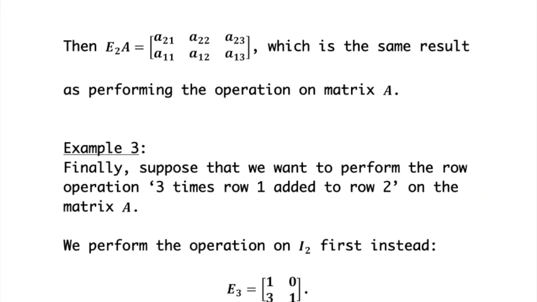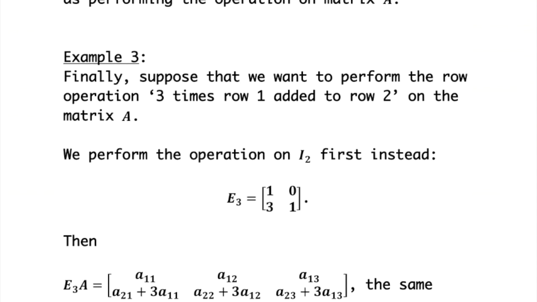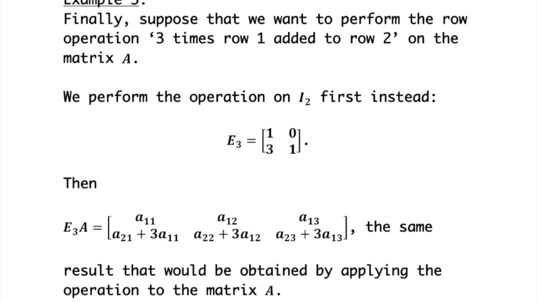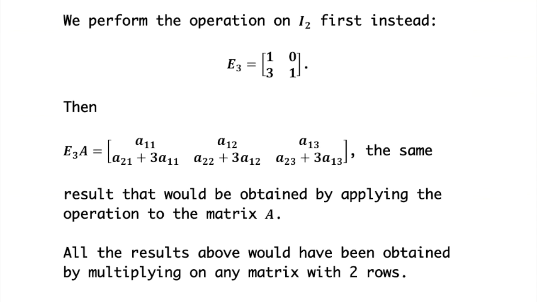Let's take a third example. This will be type 3. Suppose that we want to perform the row operation 3 times row 1 added to row 2 on the matrix A. We first perform the elementary row operation on I sub 2, and we would get the matrix [1, 0; 3, 1]. Then, if I go E sub 3 times A, notice that this matrix has precisely the same effect as 3 times row 1 added to row 2 on A. Very cool. All the results above would have been obtained by multiplying on any matrix with two rows.